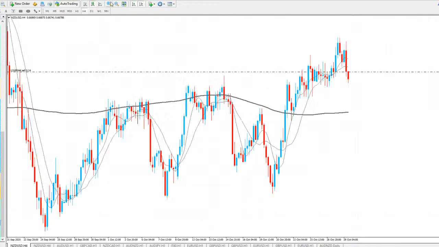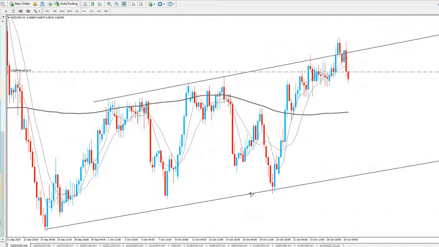We were looking at this channel on the 4H, as you can see here. I was originally in this trade as a short trade from last week. But as you can see, we had a push to the upside, broke through the trend line, and hit my stop loss, so I exited the trade. But it looks like we're having a false breakout.